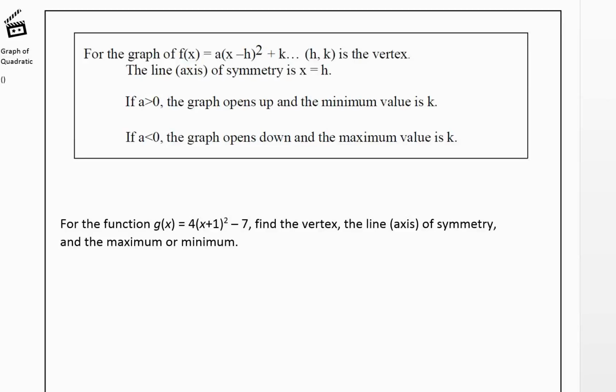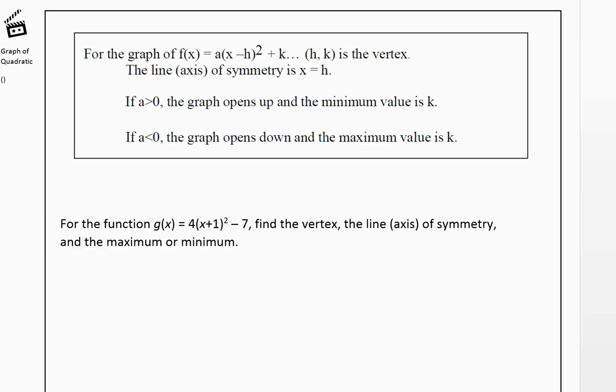Now we're going to talk about the graphs of quadratic functions. And here we're going to see quadratic functions in a little bit different form than we've seen before. This is called vertex form. It's when we have the form f of x equals a, and then in parentheses x minus a number, squared, which we call that number h, plus k.